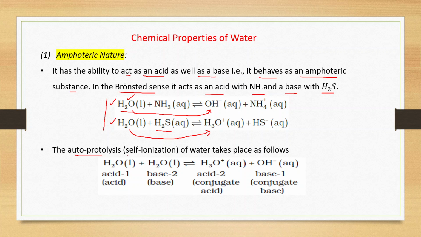The autoprotolysis or self-ionization of water takes place as follows. This amphoteric nature can also be explained by this self-ionization. In this reaction, one water molecule donates the proton and another water molecule gains that proton. This H2O will act as an acid because it is donating a proton, and after donating the proton, it will convert into OH minus ion. So OH minus ion is the conjugate base of this acid. And this H2O will accept the proton, so this is a base, and after accepting the proton, it will convert into H3O plus. So this H3O plus is the conjugate acid of this water molecule.